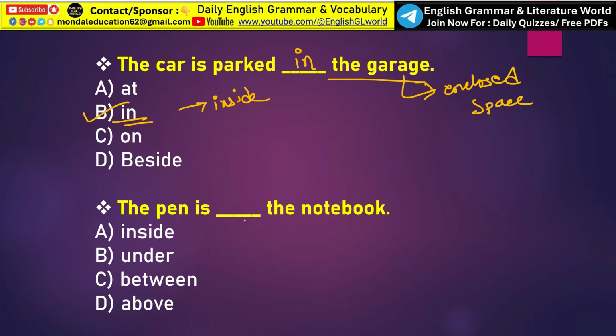Next, the pen is dash the notebook. So here the correct answer is option A, that is inside. So inside means within or in the inner part of something. So here the pen is kept within the notebook. That's why we have to use the preposition inside.